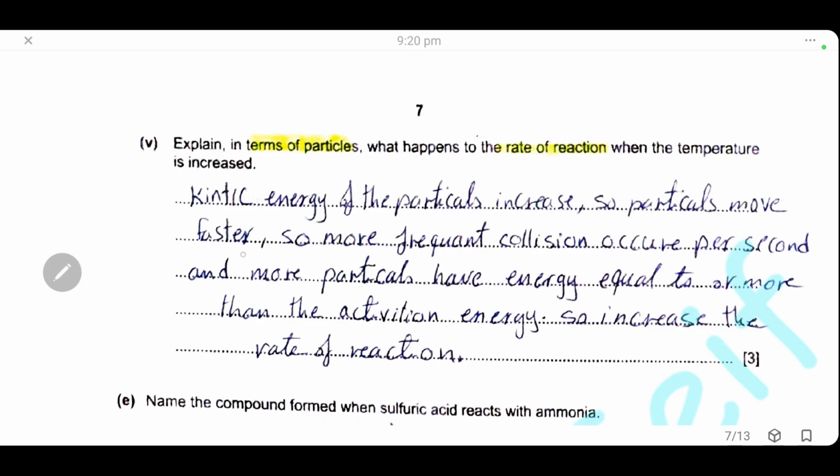So the particles will move faster and collide more frequently. More frequent collisions will happen per second, or per unit time, and more particles will have energy equal to or more than the activation energy needed for the reaction to happen, and that will increase the rate of reaction.